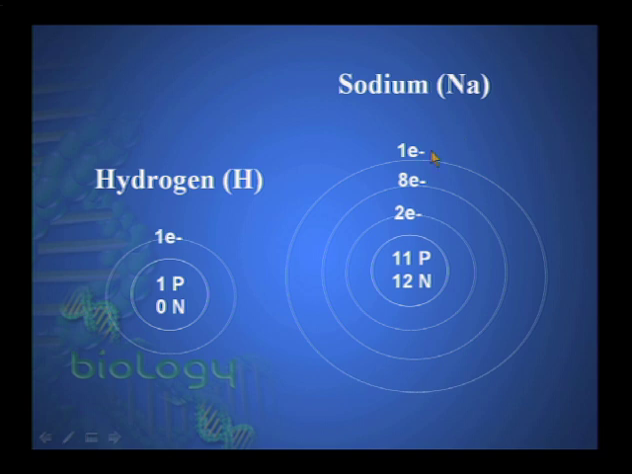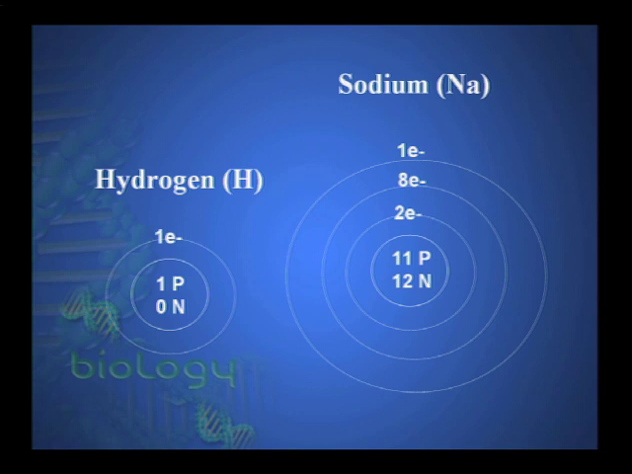So if we look at both hydrogen and sodium, are the electron shells full? And the answer is no. This shell will hold a maximum of 2 electrons. It's only got 1. This shell will hold a maximum of 8. It's a subshell, actually. You may recall that first subshell will hold a maximum of 8.